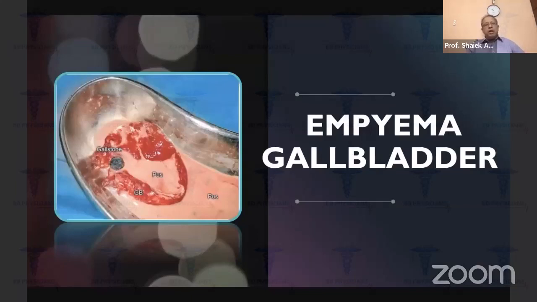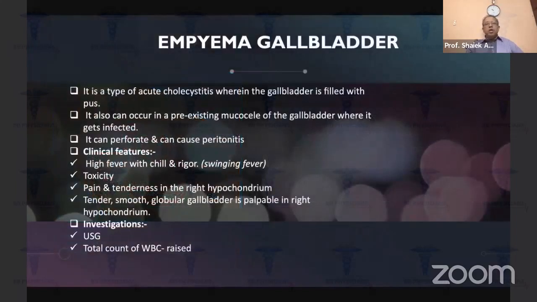So this is the empyema of the gallbladder. Whenever you divide it, the pus comes out from the gallbladder. Empyema of the gallbladder is a type of acute cholecystitis wherein the gallbladder is filled with pus. It can also occur in a pre-existing mucocele of the gallbladder where it gets infected. It can perforate and cause peritonitis.